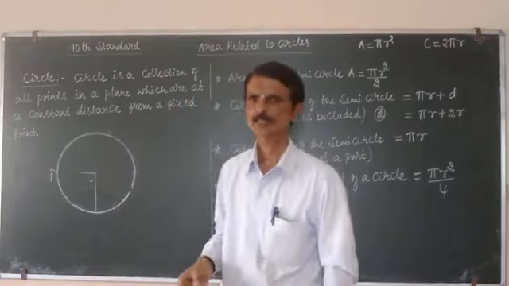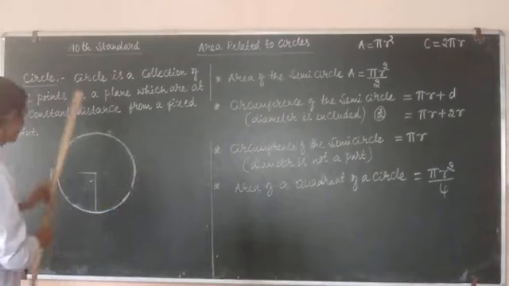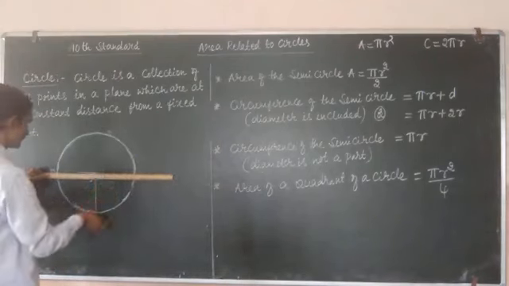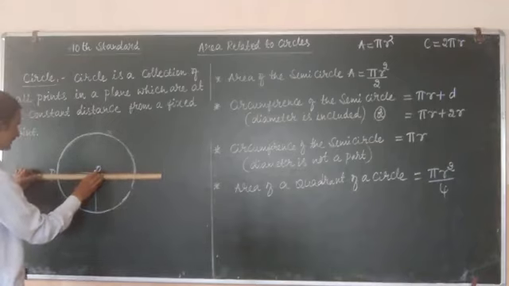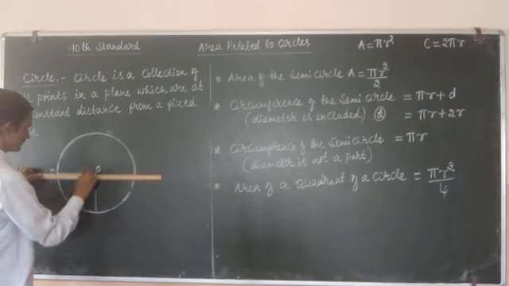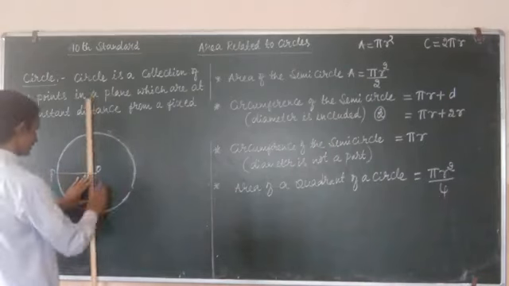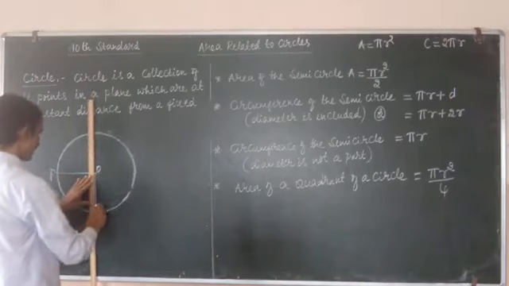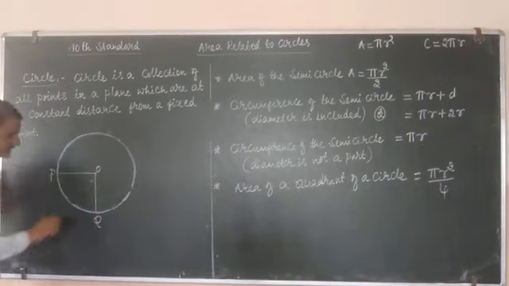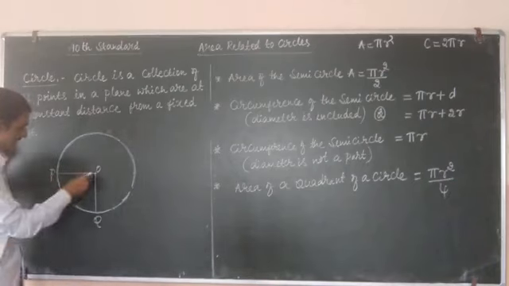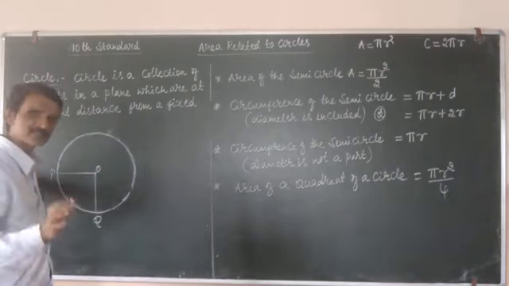Now students, observe another concept of the circle. Here O is the center of the circle. OP is a radius of the circle, and OQ is another radius. So OP and OQ are the two radii of the same circle.